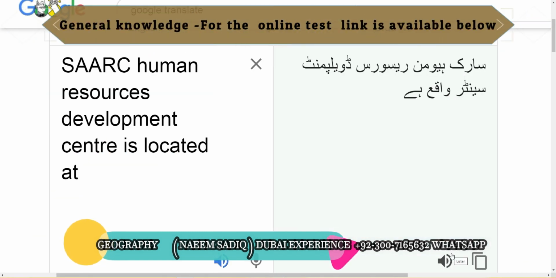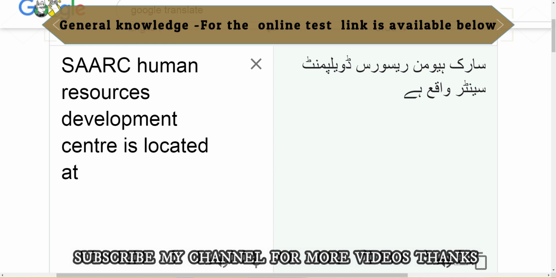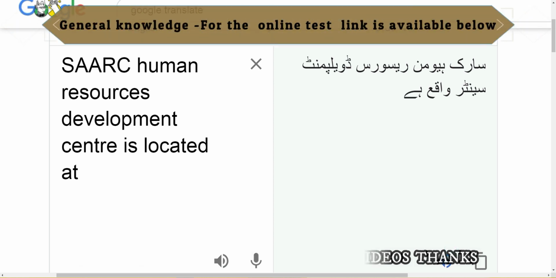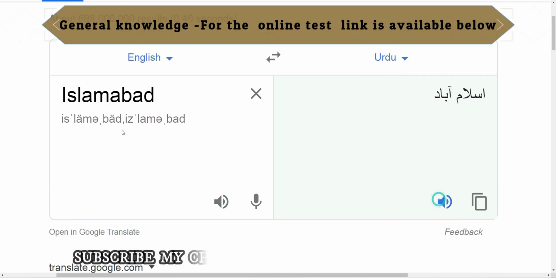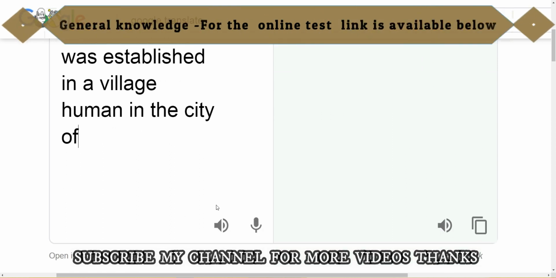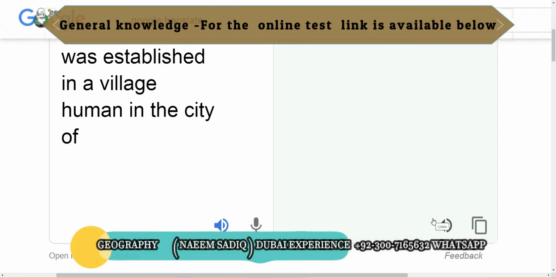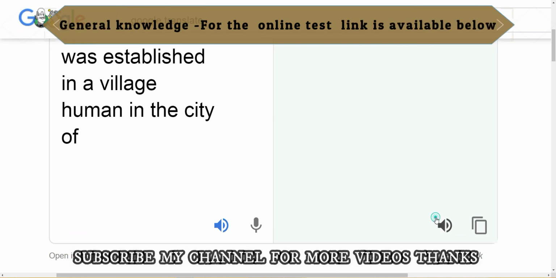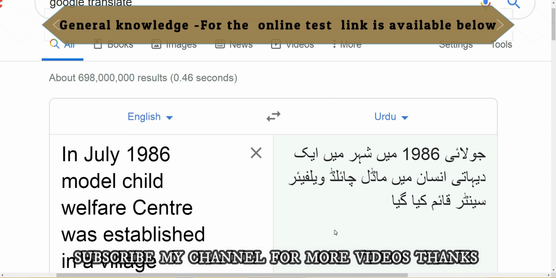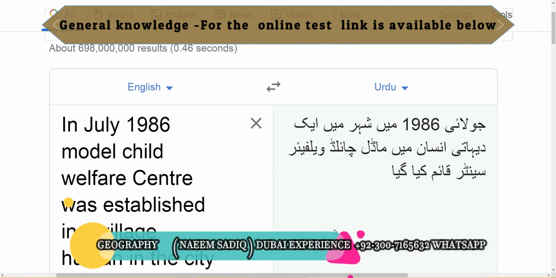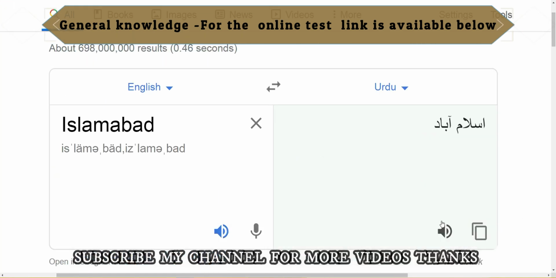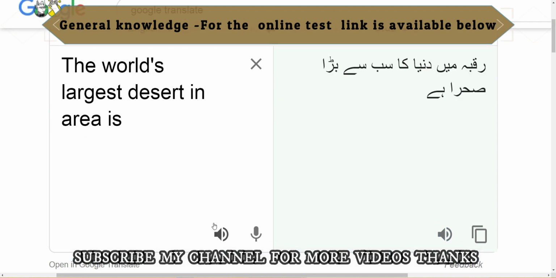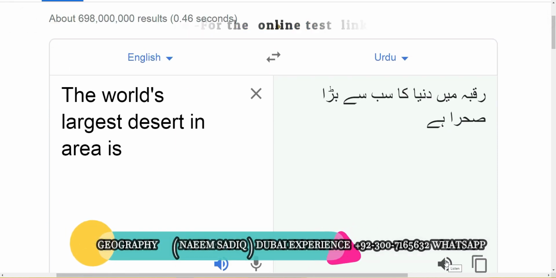SARC Human Resources Development Center is located at. Islamabad. In July 1986, Model Child Welfare Center was established in a village human in the city of. Islamabad. The world's largest desert in area is.